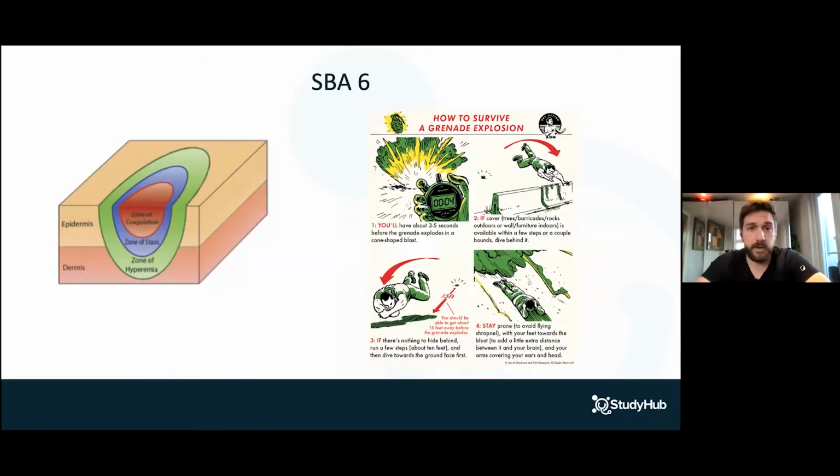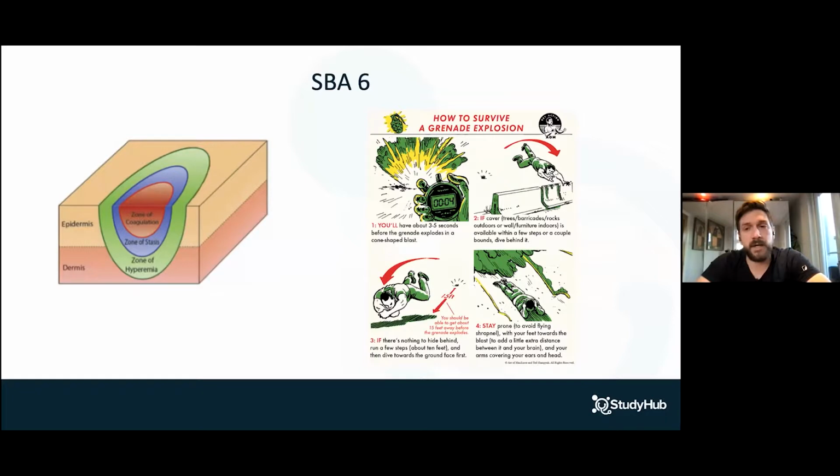And if we look at the burn model here on the left-hand side, you can see that area in the center, the zone of coagulation, where there's the most damage, so the zone of coagulative necrosis, the zone of stasis around the outside of that, and then the zone of hyperemia, again, outside of that. There's sometimes some slightly different terminology for this, but this is the one that you often see.